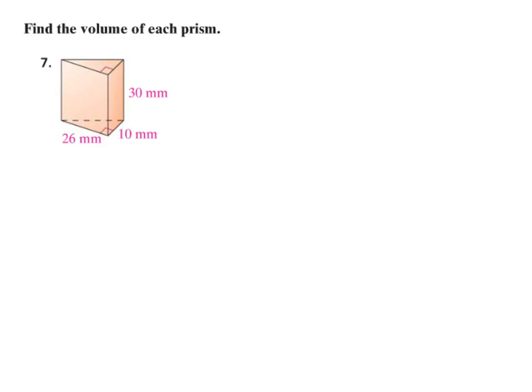Find the volume of each prism. What type of a prism is this? It is a triangular prism because the shape of the bases are triangles. So it's a triangular prism. Now what is the formula to find the area of a triangle? It is half base times height.